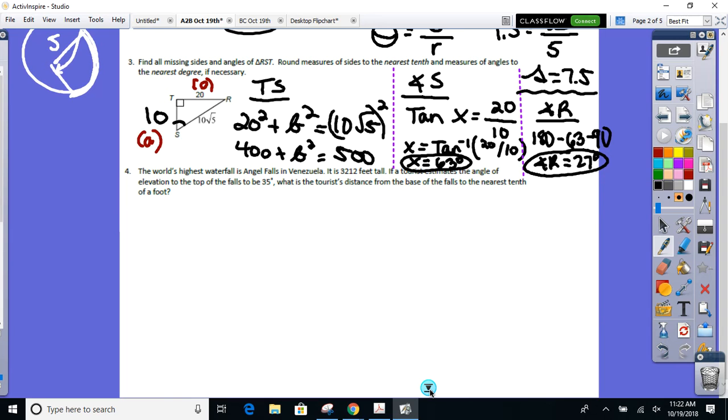3,212 feet tall. Tourist estimates, angle of elevation. Where was that yesterday? If I draw a right triangle here, where's my angle of elevation? Bottom, right? 35 degrees. And where do I put the 3,212? Well, I guess I got a couple left sides here. Vertical, horizontal. Vertical, all right. Sorry, I had to use your big boy words back there.